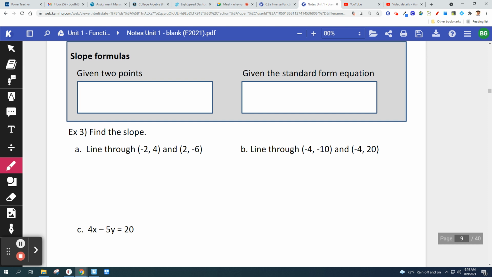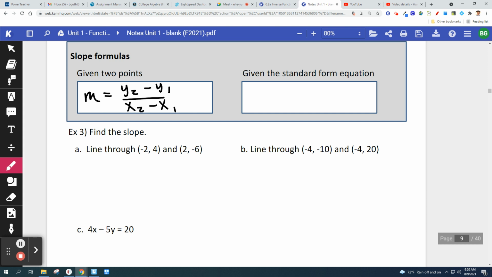Slope formulas. The first one's going to be familiar to you. The second one, probably not. Given 2 points, m equals y2 minus y1 over x2 minus x1. You've seen that a million times. That's the slope formula. It's literally called the slope formula.